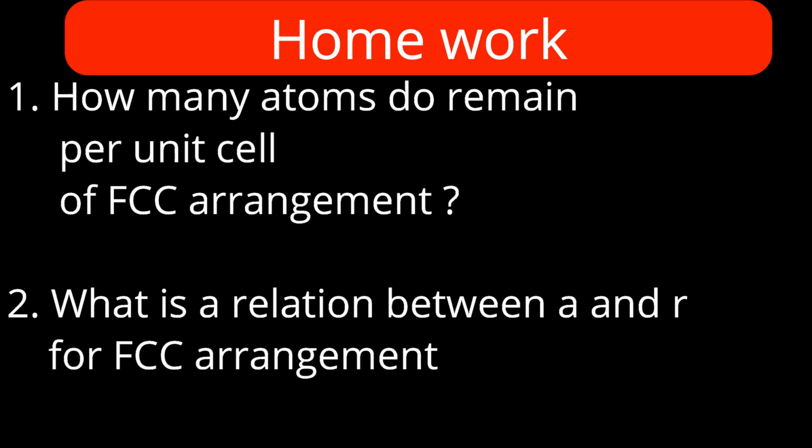As homework, you have two questions. You have to find the total number of atoms present in FCC arrangement. Just write the answer, number 1, and that number of atoms. The second question is, write the relationship between a and r for FCC arrangement. That formula you need to write. That will help you to solve problems on this FCC crystal lattice.